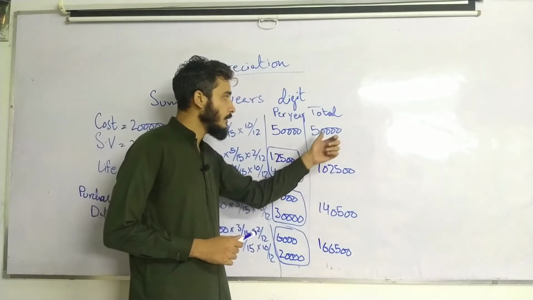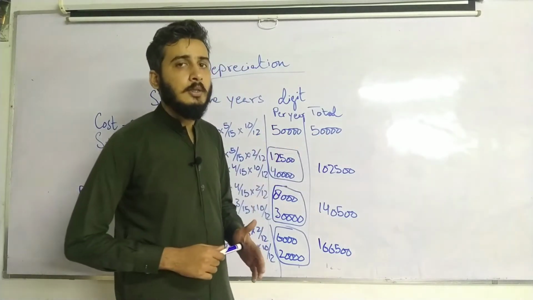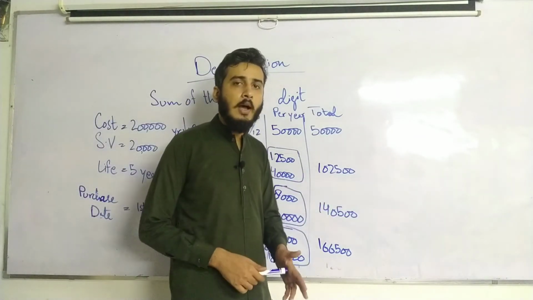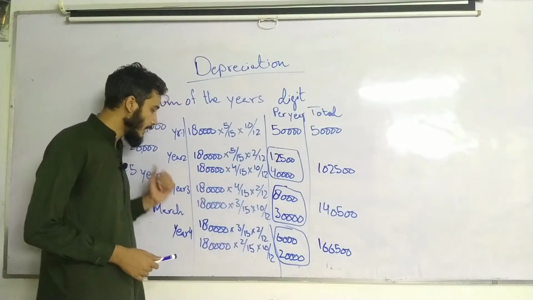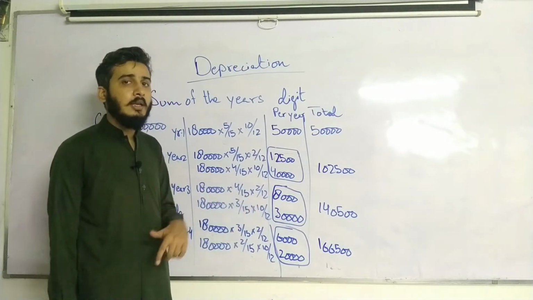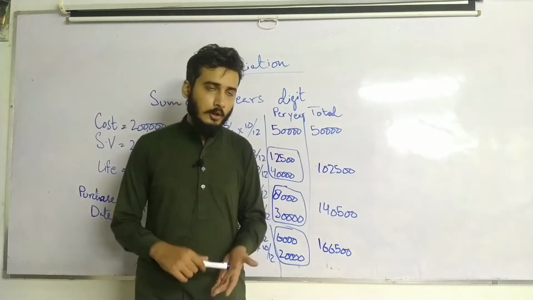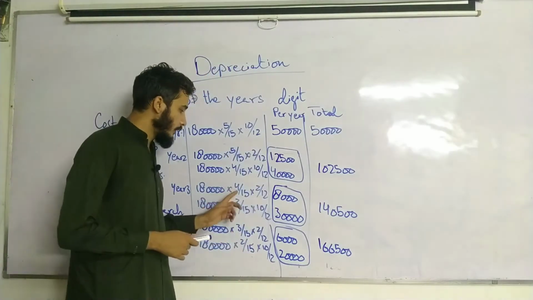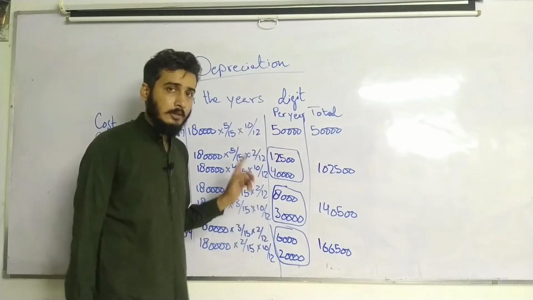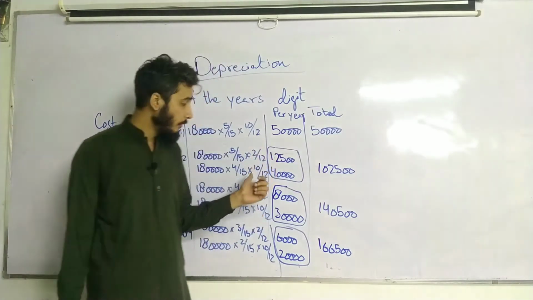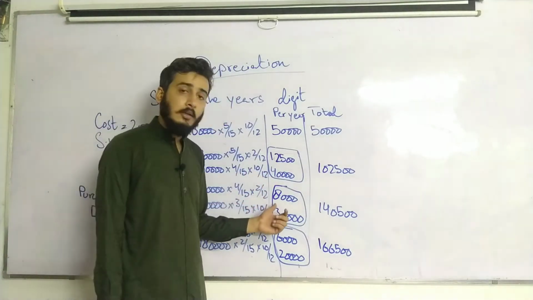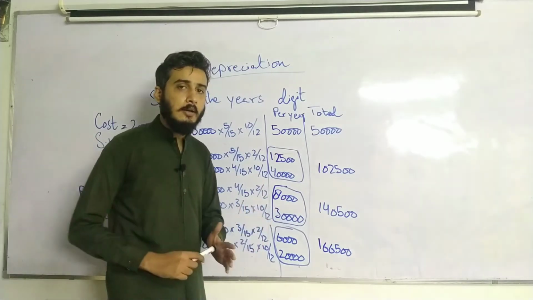Now we will add this to the previous year's total depreciation, and we have got 102,500. Then in year 3, 180,000 into 4/15, because the machine is not yet used for the second year completely, therefore we will apply the factor 4/15 and 2 months only to it, because 10 months have already been given to this factor. Now 2/12, and by multiplying all of these we have got 8,000.